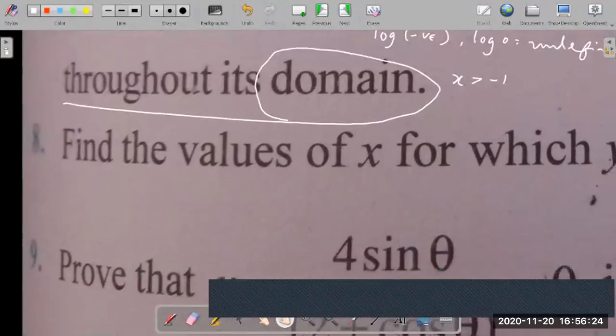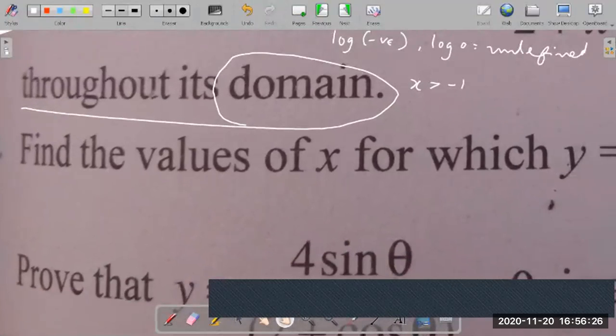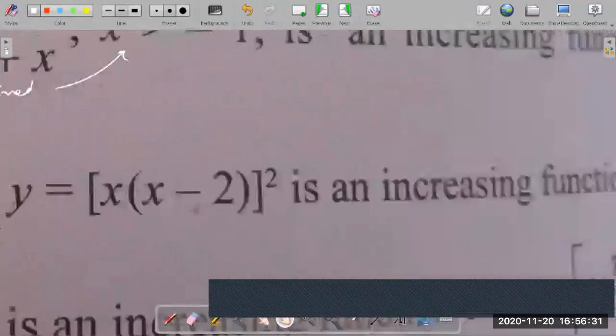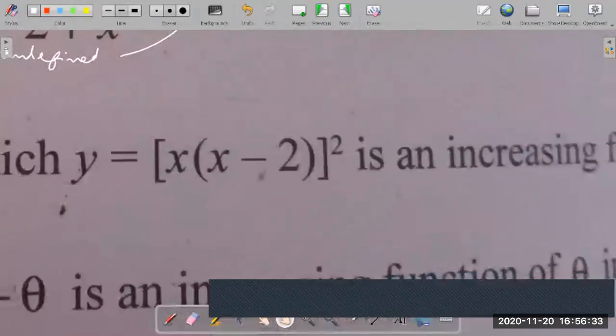So find the values of x. I'm doing the eighth question. Find the values of x for which y is x into x minus 2 whole squared is an increasing function. This is the one we are doing. We need to find the intervals.